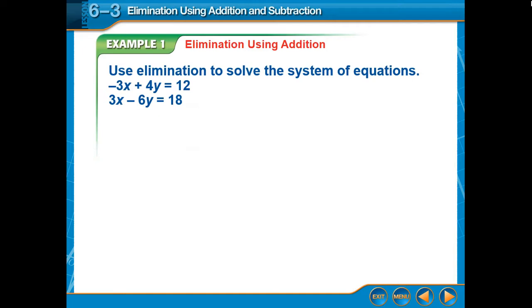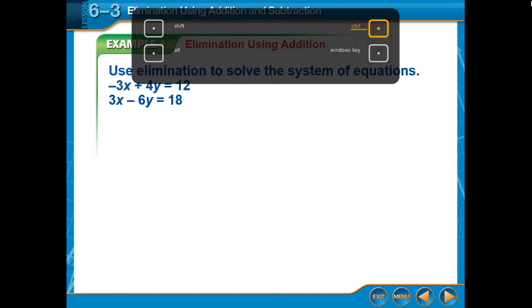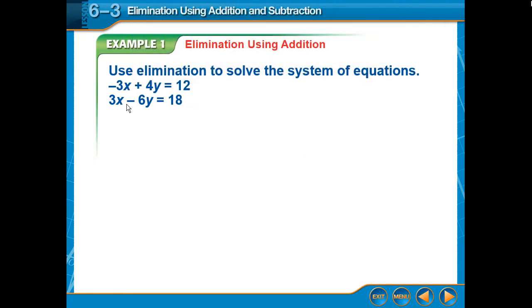The key when you're using the method of elimination is that you always want to have your variables lined up. You want to have all of your x's in a row, your y's in a row, your equal signs together, and then your constants. Everything has to be lined up in order for this method to work. So what I want to do is get 0. I want to get rid of a variable.